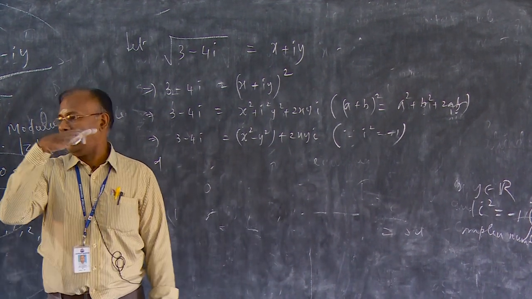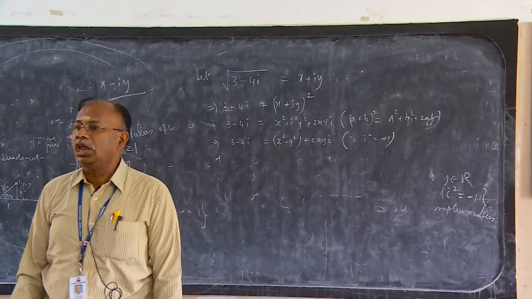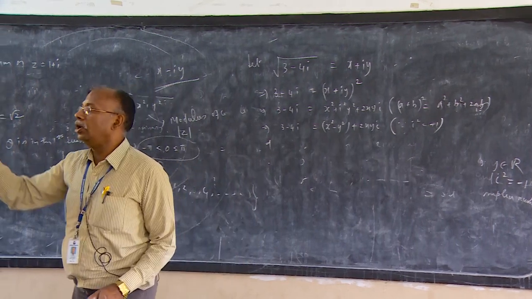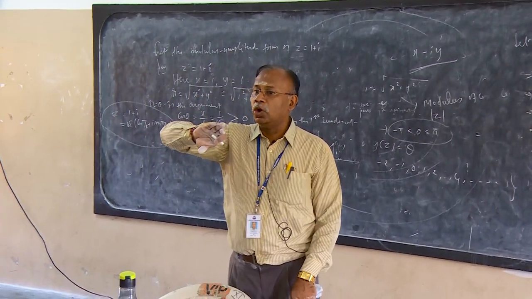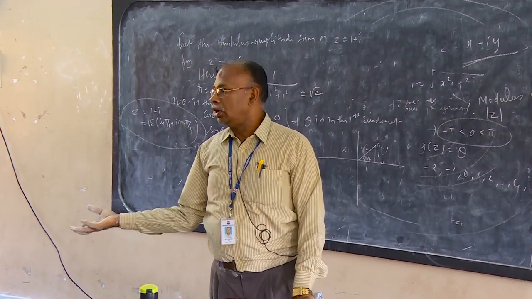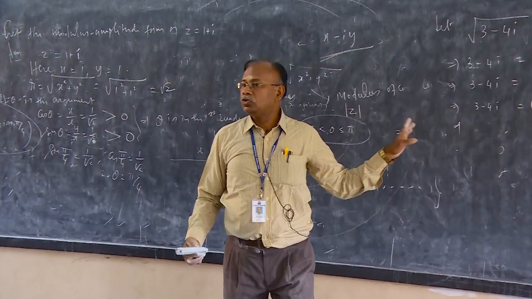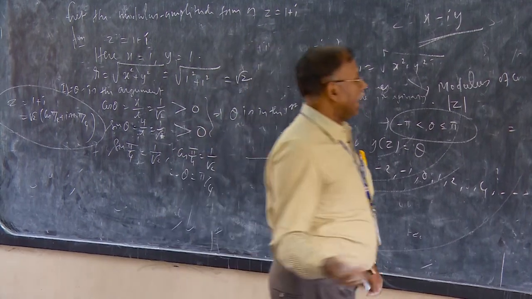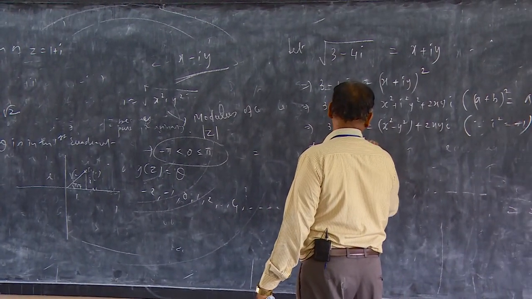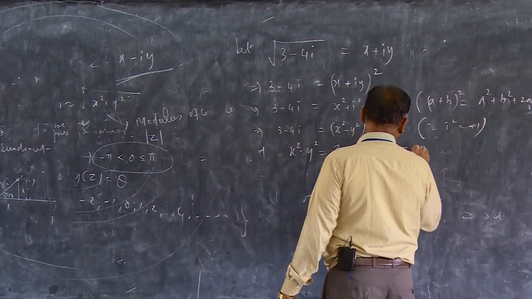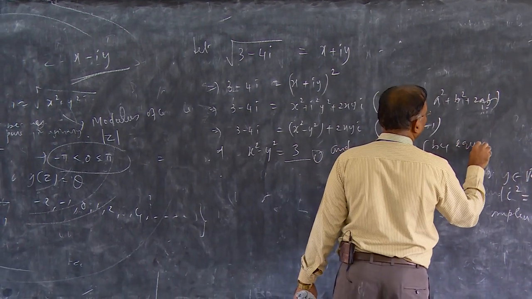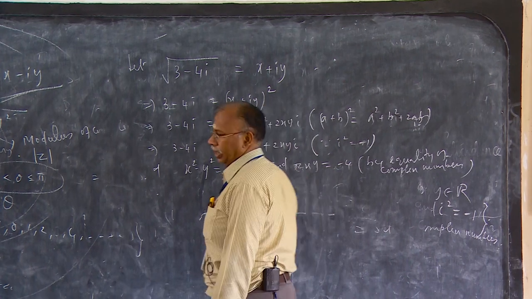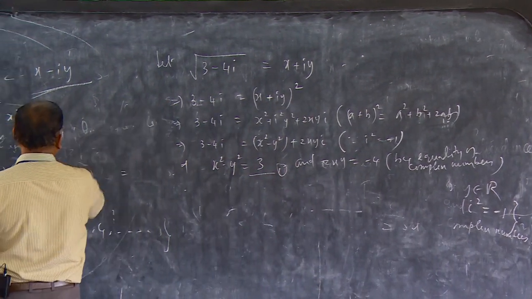Now, I forgot to tell you long back, I should have told you: two complex numbers z1, z2 are equal if and only if the real parts are equal and the imaginary parts are equal. It's as equal as comparing two polynomials. When you compare two polynomials, you compare the coefficients of x square, x cube y, y power 4. Similarly, when two complex numbers are equal, I am allowed to equate the real parts and the imaginary parts. Therefore, I'll end up with x square minus y square equal to 3 and 2xy equal to minus 4, by equality of complex numbers. Okay, I'm supposed to solve for x and y now, but I have an easier way to do it.